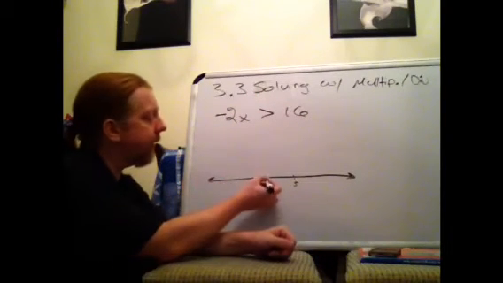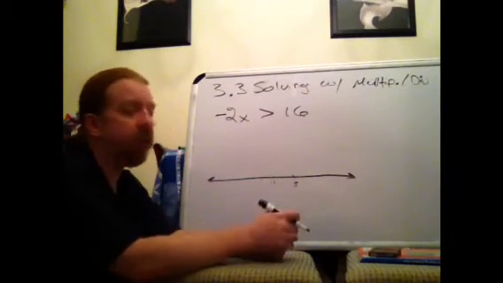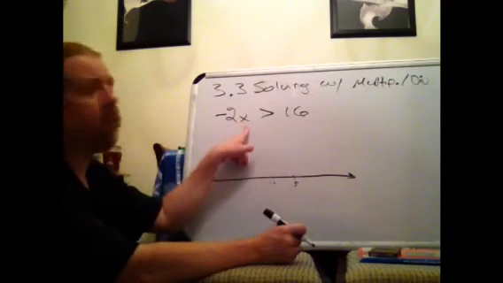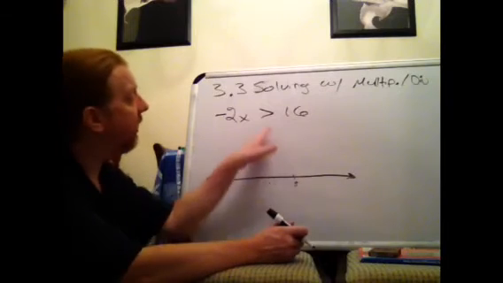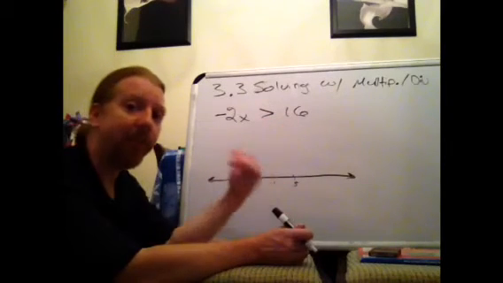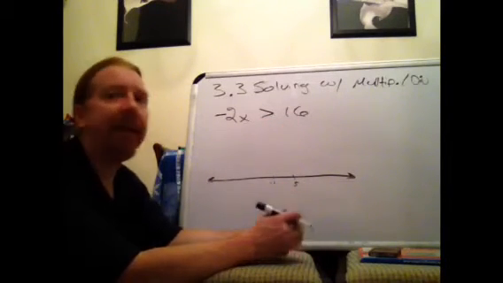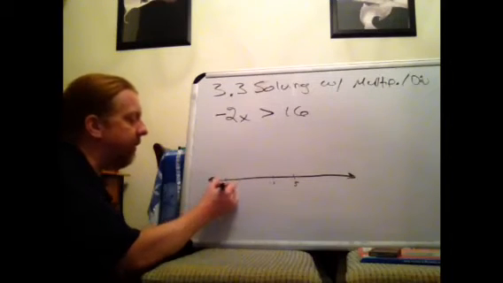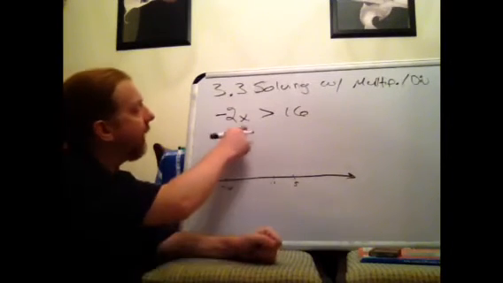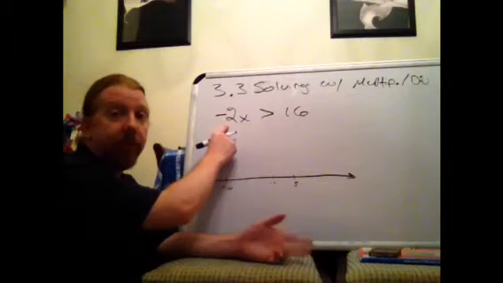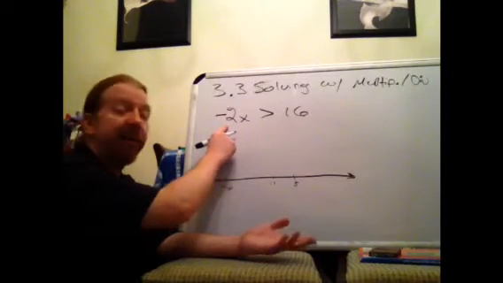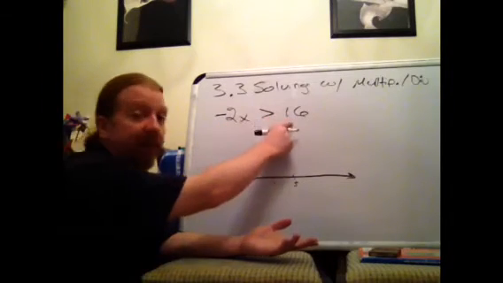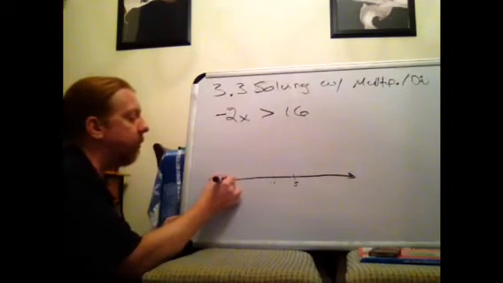Let's try negative 1. Here's negative 1. Negative 1 times negative 2 would give me positive 2, which is still not greater than 16, so that's out. How about negative 10? So negative 10 might be down here. Negative 10 times negative 2 is going to give me a positive 20. Positive 20 is greater than 16. All right, that bodes well.